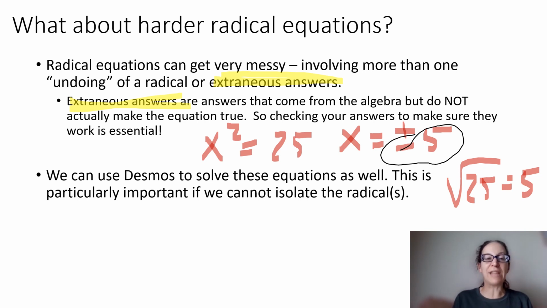Now, we can use Desmos to solve these equations as well. This is particularly important if we cannot isolate the radical or radicals. So if that very first step, isolate the radical, you can't do it. Maybe you have two different radicals and you can get one of them isolated, but the other one has some stuff with it that you can't get rid of without messing up the first one. Then this would be a valuable strategy. So we can't really leave this lesson without at least addressing that.